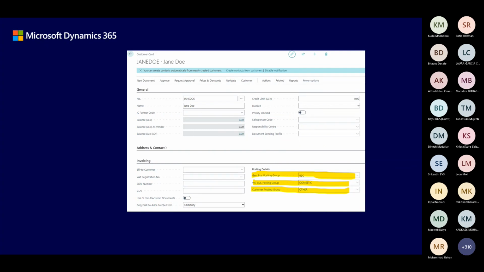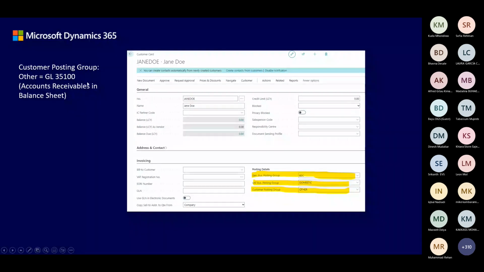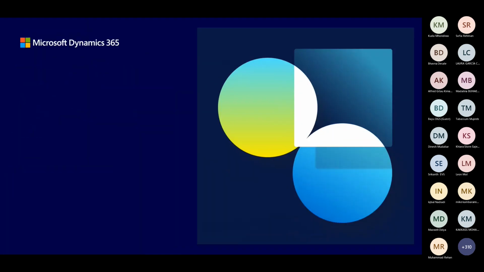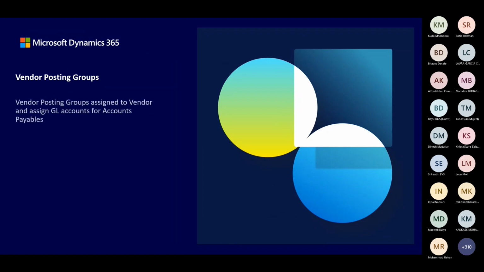So I've created a customer named Jane Doe. And I've assigned a general business posting group of B2C domestic, and then the customer posting group of other, which we saw earlier will go to 35100, which is the accounts receivable in the balance sheet. Don't worry, I'll do a demo in a minute and you can see all this then.